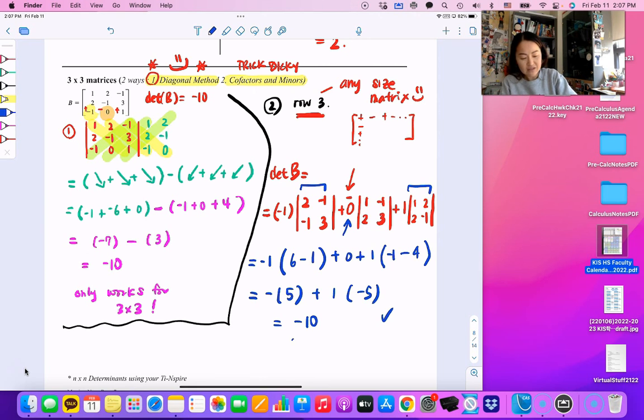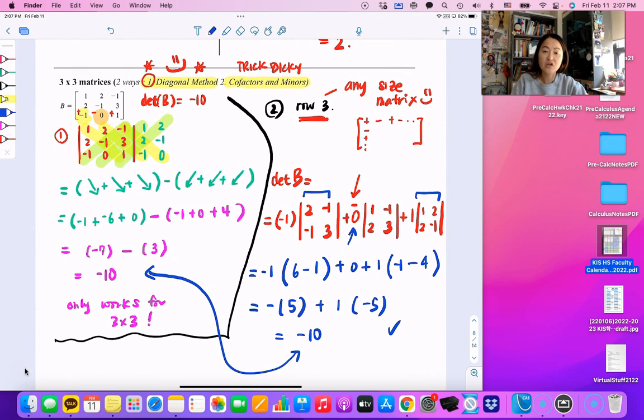And our determinants are the same thing. So this is again called minors and cofactors. Obviously, if you were responsible for this, you would need a lot more practice. But don't worry, you'll only be responsible for the diagonal method, okay?